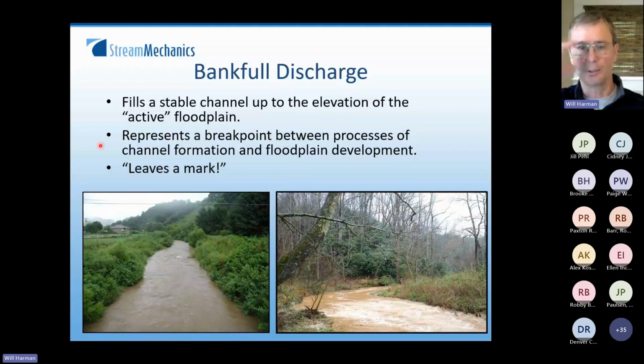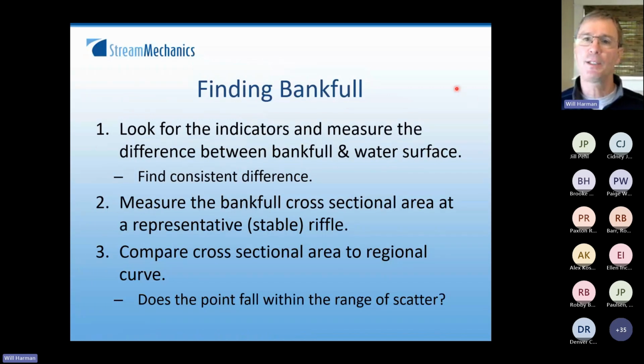All right, so how do we do that? I'm going to walk you through the 3 steps that we outline in the user manual for finding Bankfull and verifying it as well. First is to look for those indicators, and as you do that, measure the difference between your Bankfull and your water surface and look for that consistent difference. Two is to measure the Bankfull cross-sectional area at a representative or stable riffle. And three, to compare your cross-sectional area to a regional curve and answer the question, does that point fall within the range of scatter? So I'll walk us through all 3 of these steps.